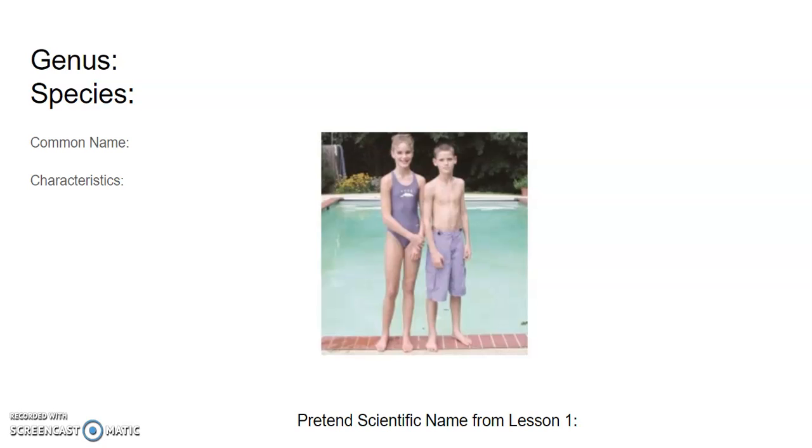Okay, these particular organisms we all know are humans. Genus is Homo, species is sapiens, so their scientific name is Homo sapiens. Common name would be human. Some characteristics: they are animals, they are mammals, so they're vertebrate animals. They have hair, they have 4 limbs, 2 arms and 2 legs. And we know a lot of characteristics about humans because we're humans.